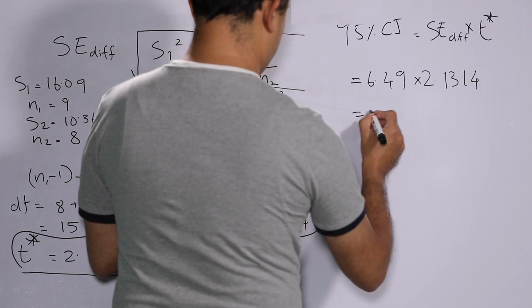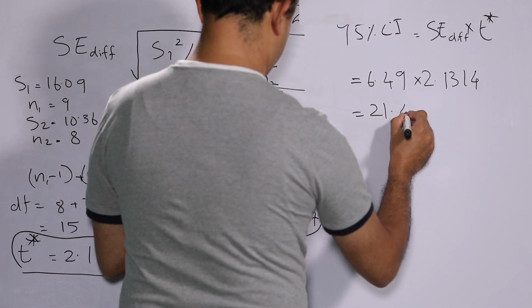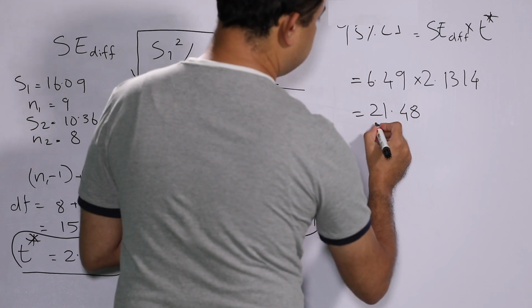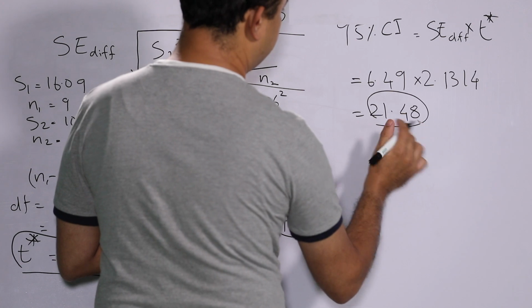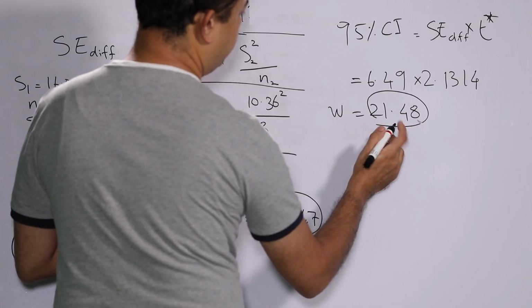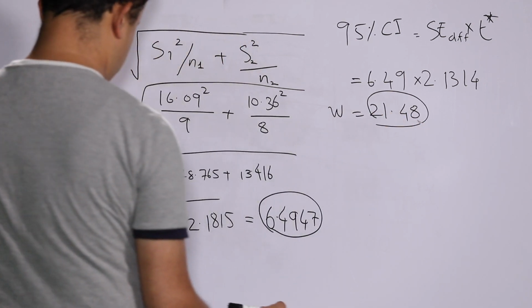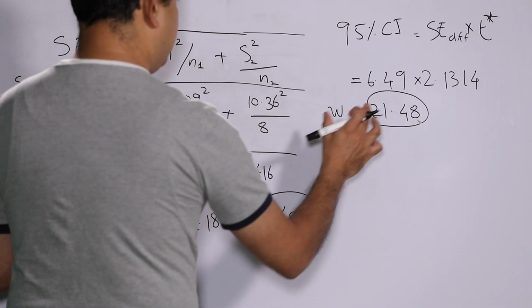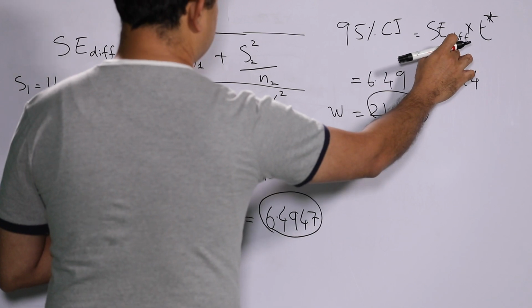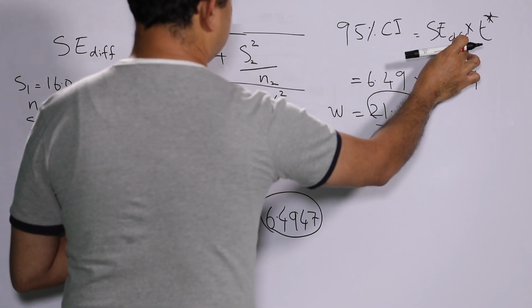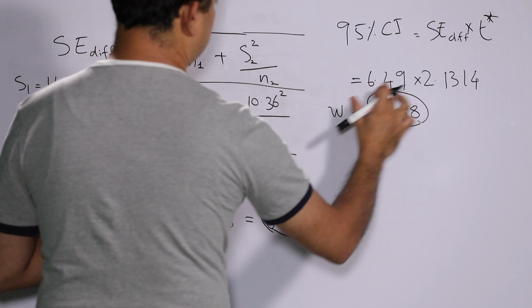So that is equal to 21.48. So 21.48 is not the confidence interval, this is only the width. It is basically the width of the confidence interval is 21.48. Now, by the way, what is actually the mean? We calculate the SE for the difference between two group means. So the confidence interval of the difference between the two group means is that.